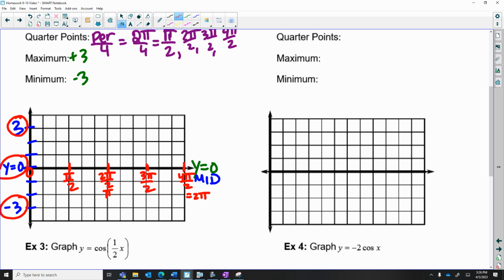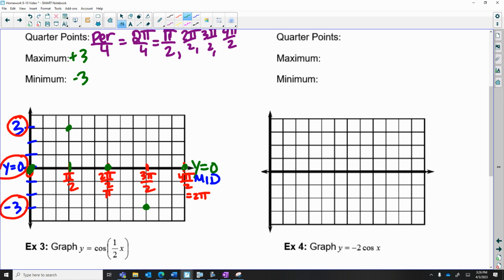And now I'm going to make my sine curve. You guys remember it's a sine curve, so it starts at the midline. So I'm going to go midline, and now when I go to my first notch, I'm going to go to the maximum because it's a positive sine curve. Then I'm going to go back to the midline in line with my quarter point, and then now I'm going to go to my minimum in line with my quarter point. So negative 3 in line with my quarter point, and then back to my midline.